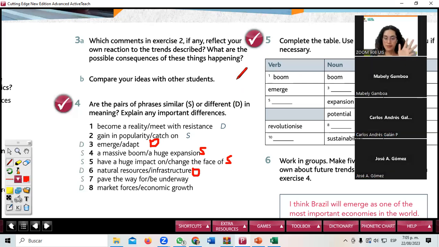They have a similar idea. When you pave the way, you make it easier. The progress is easier. And something to be underway is also being made or being in progress. So these are similar. And the last one is market forces versus economic growth. They are different, okay? Market forces, economic growth.